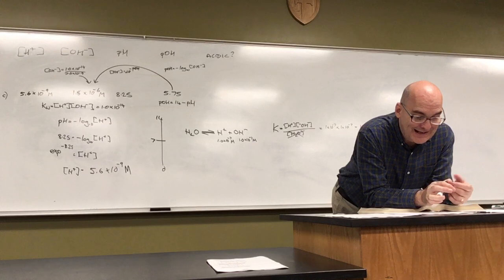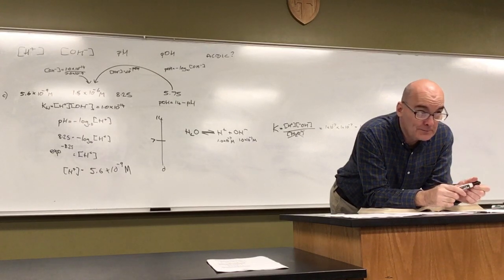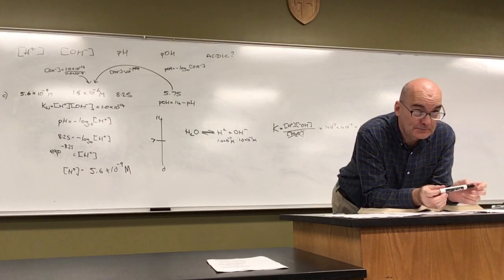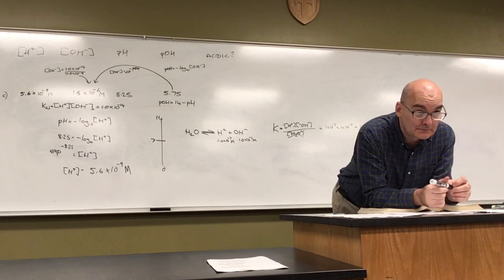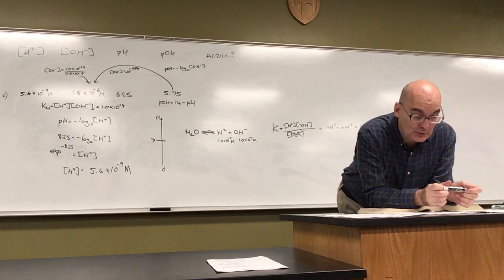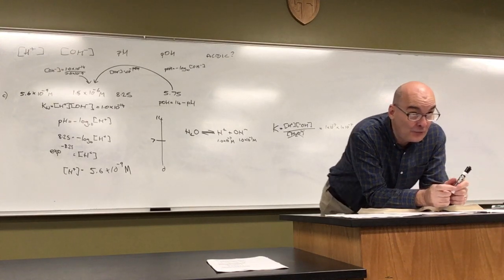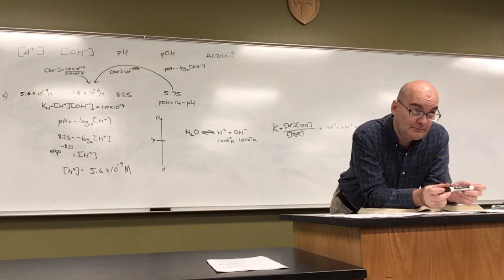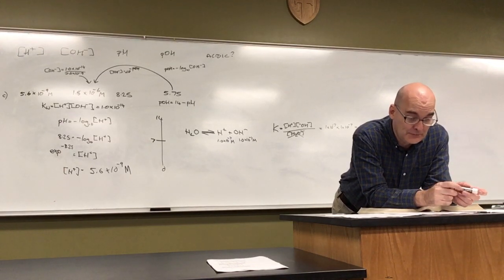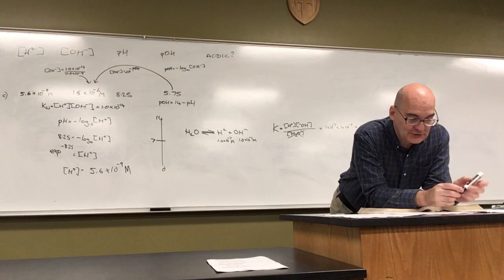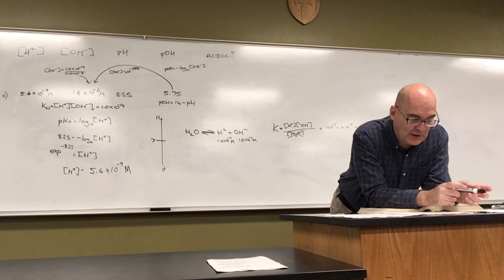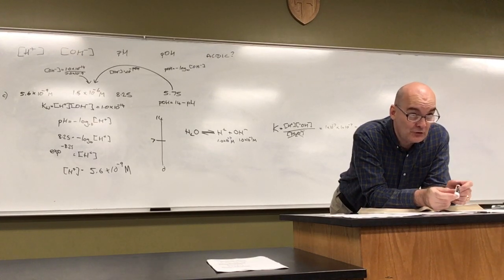The third one is HClO4. Strong or weak? Strong. That's about as strong as you can go. That is perchloric acid. The central atom, chlorine, is electronegative, and then it has 4 oxygens around it. This is very, very acidic. Then the next question is a mixture of HBr and HCl, 2 strong acids.